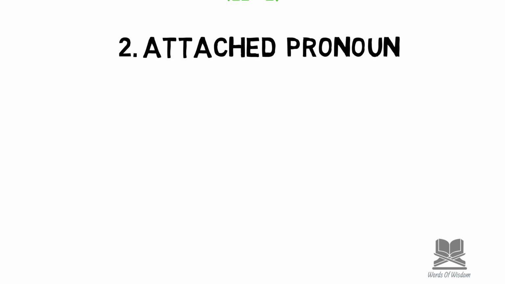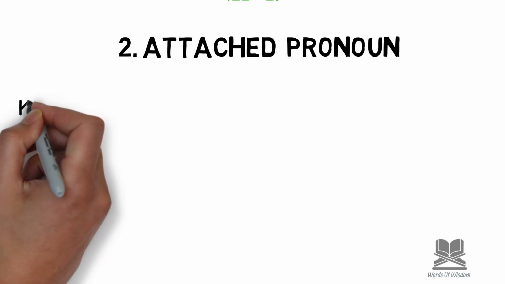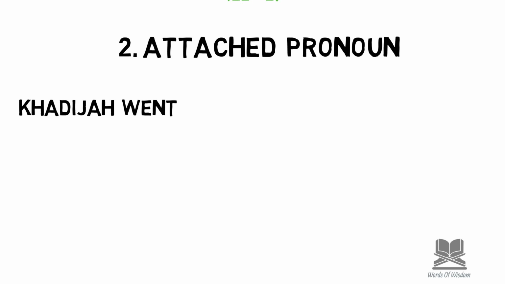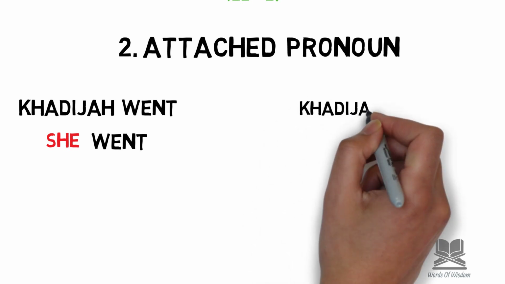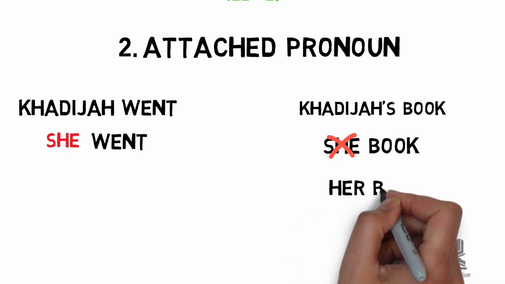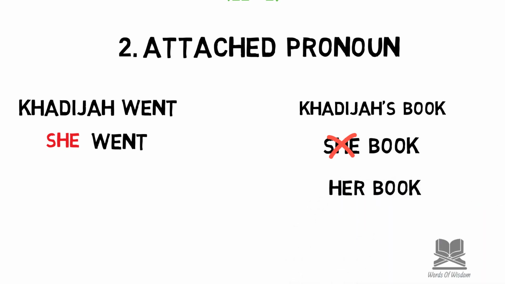In the meaning of an attached pronoun, what it means is that it will give the meaning of possession depending on the context. So if it was talking about Khadija went, we could replace that with the detached pronoun she went. But if I was saying Khadija's book, I won't say she book, I'll say her book. In English, I've changed from she to her. And the reason I've done that is because now I'm talking about something that belongs to her. So I can't say she because it wouldn't be appropriate.